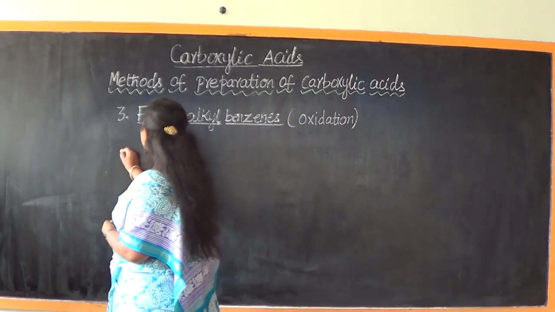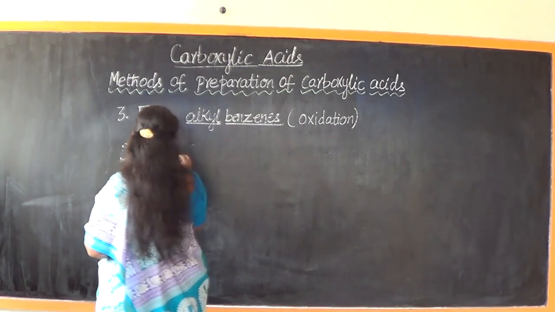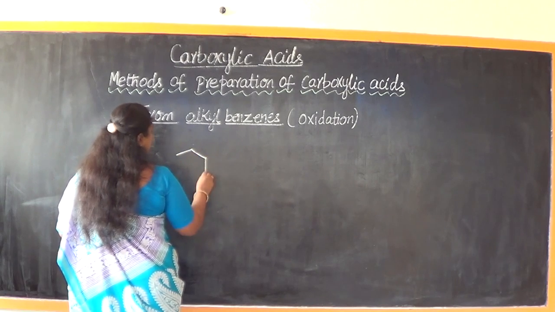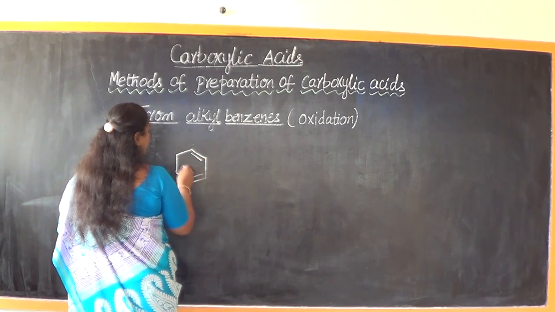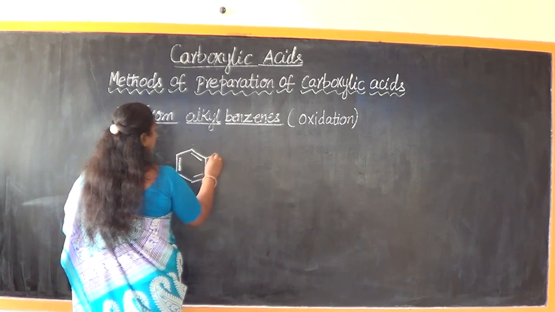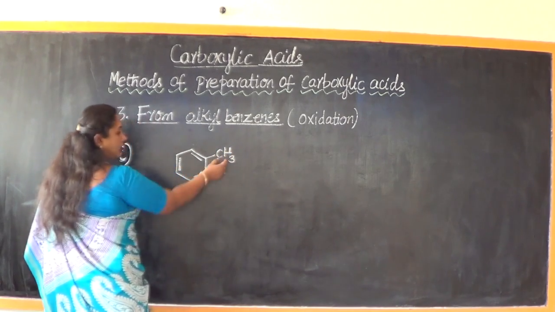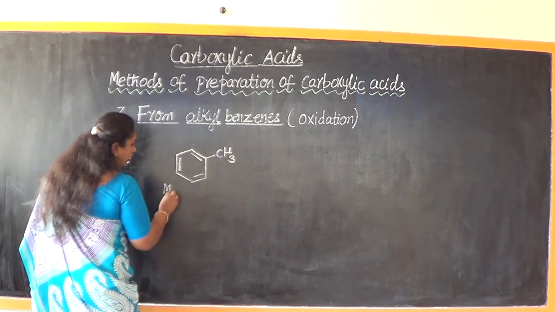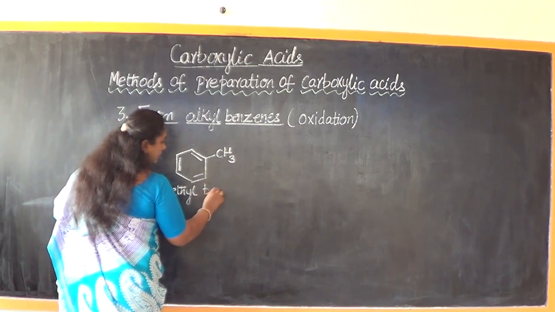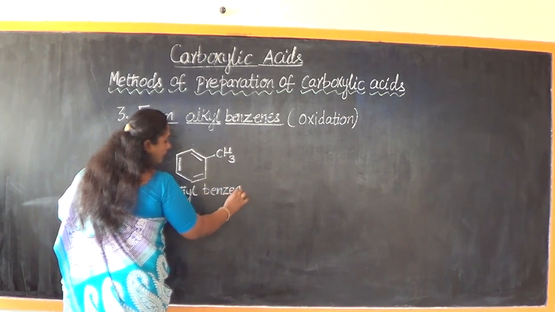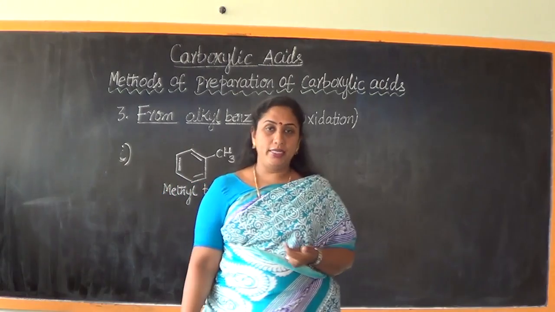Now let us discuss this case with a first example. Let us first draw the benzene ring and let us attach an alkyl group to the benzene ring. CH3. This is a common alkyl group. So what is this alkyl group? Methyl. Therefore, the name of this compound is methyl benzene, and more popularly it is called toluene.